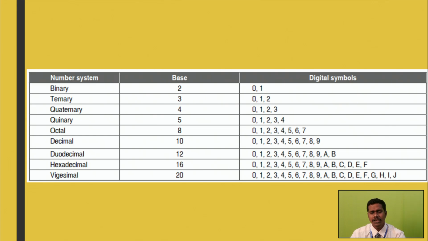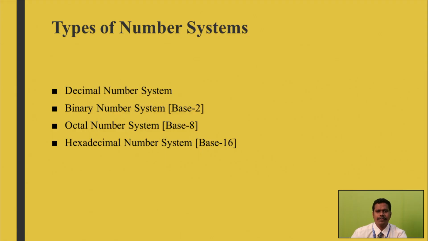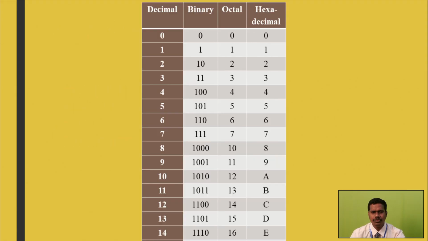Likewise, there are other number systems, but the main number systems we are focusing on are binary, octal, decimal and hexadecimal. These are the main number systems we are focusing on and using in the computer. Here we are seeing a decimal number system that starts from 0 to 14. So 14 is not the maximum limit. Here it's just an example.